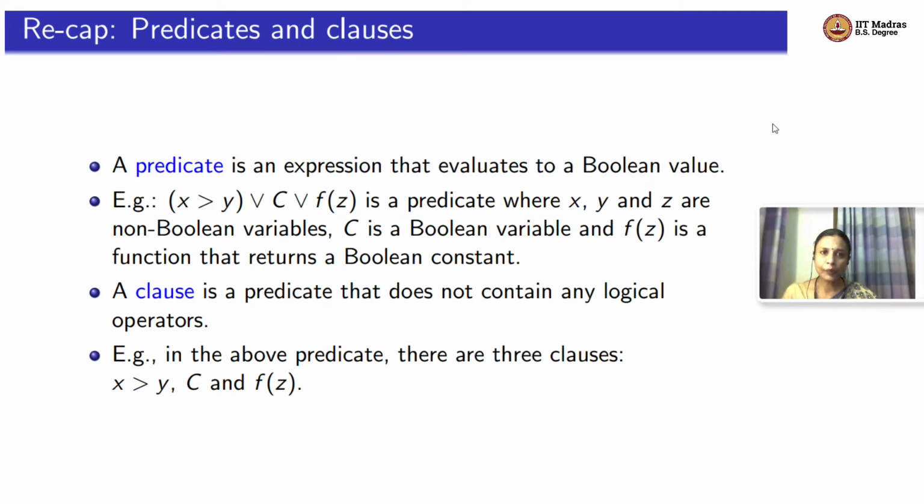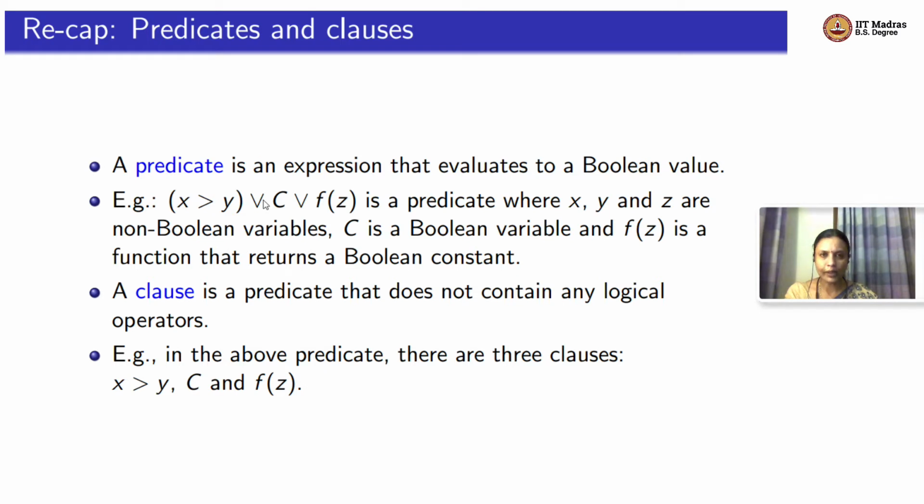So this is a recap from the last lecture. A predicate is any expression that returns true or false. That is, it evaluates to a Boolean value. So here is an example. Predicates typically occur as labels of if statements, while statements, and so on. So x is greater than y.